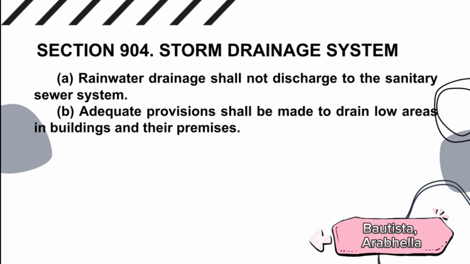B. Adequate provision shall be made to drain low areas in buildings and their premises. So, mahalaga na maayos yung drainage system ng isang gusali or around dun sa area para hindi mag-cause ng baha lalo na sa mabababang lugar.